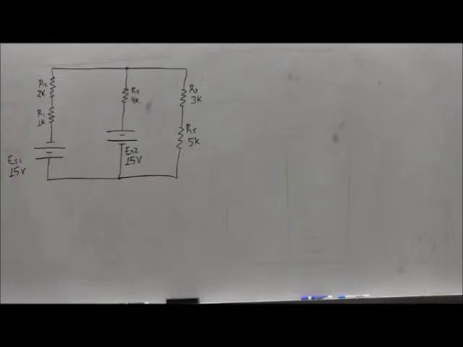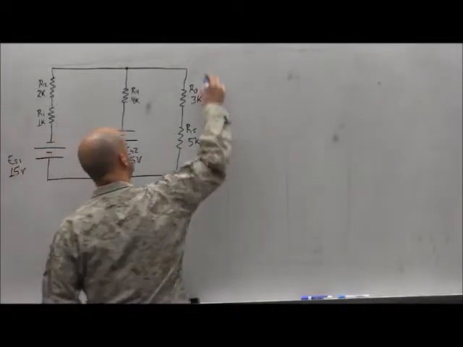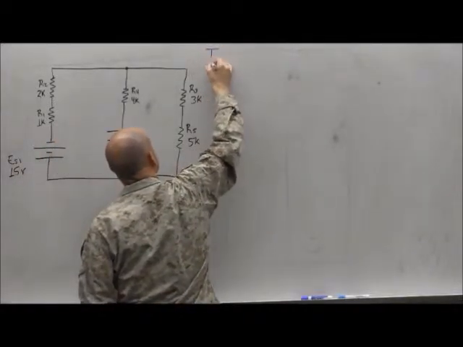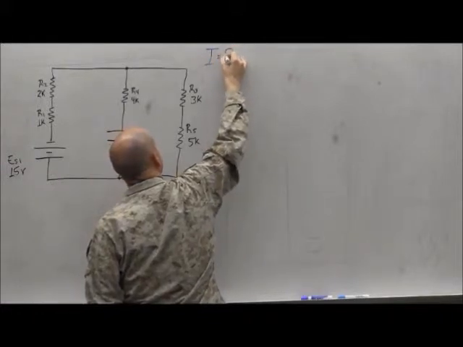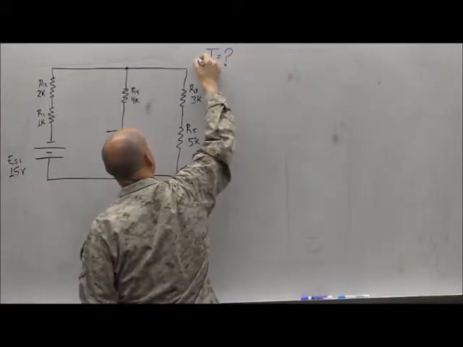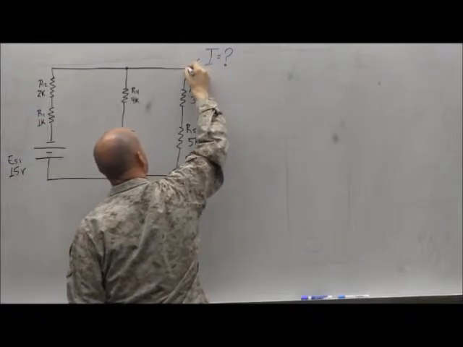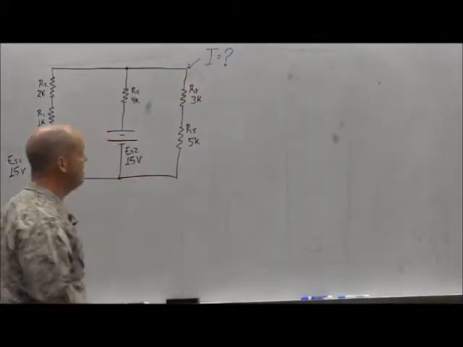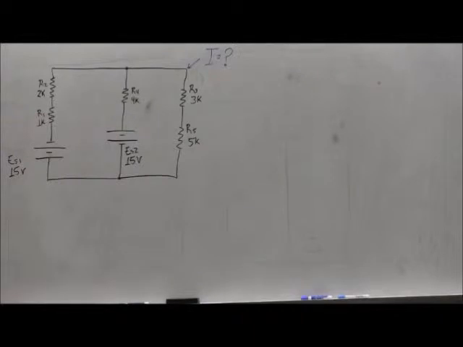Find the current through R3, right? Or, better yet, find the current at that point. Any ideas? How do we find the current at that point?